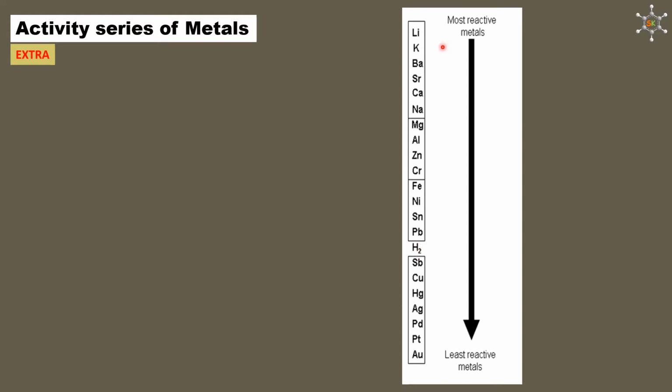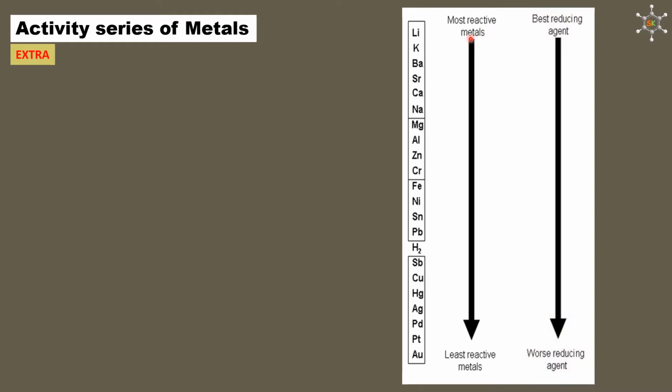Most reactive metals are highly electropositive in nature, meaning they are capable of losing electrons very easily. Least reactive metals are stubborn to lose electrons. Since the most reactive metals lose electrons easily, they can bring about reduction in another molecule and act as the best reducing agents. In the same manner, least reactive metals are the worst reducing agents.